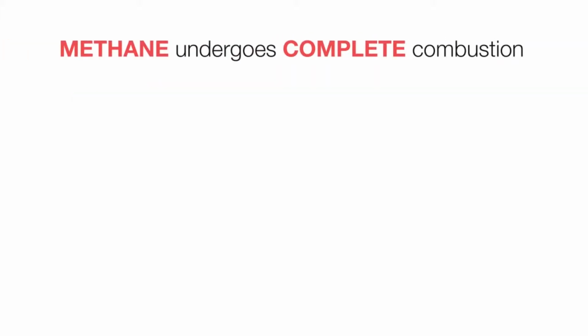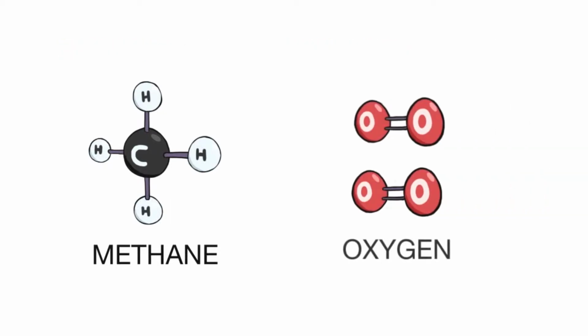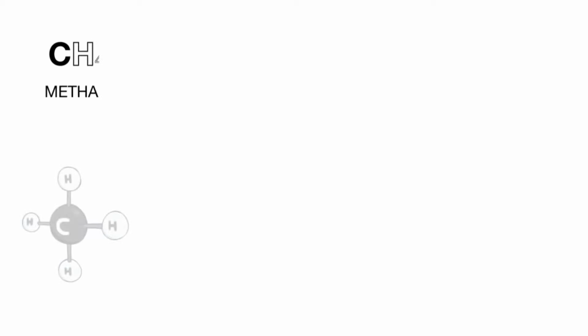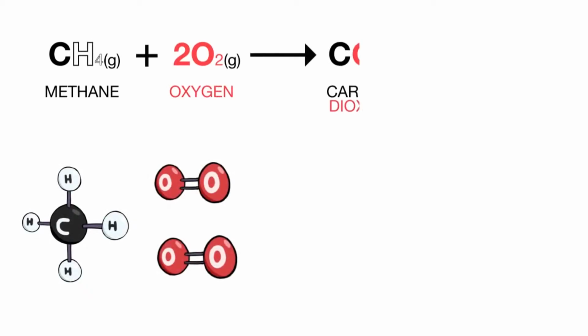When methane undergoes complete combustion, that is in a plentiful supply of air, it produces carbon dioxide and water, as shown by the equation. CH4 gas plus 2O2 gas gives CO2 gas plus 2H2O gas.